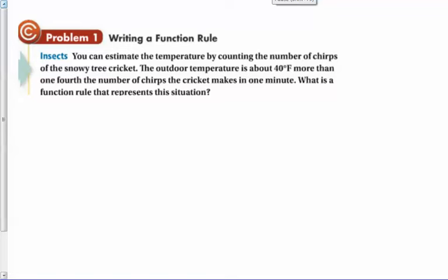Okay, this one is all about how to write a function rule. A function rule is just like an equation. It's not super tough. It just takes a little practice.